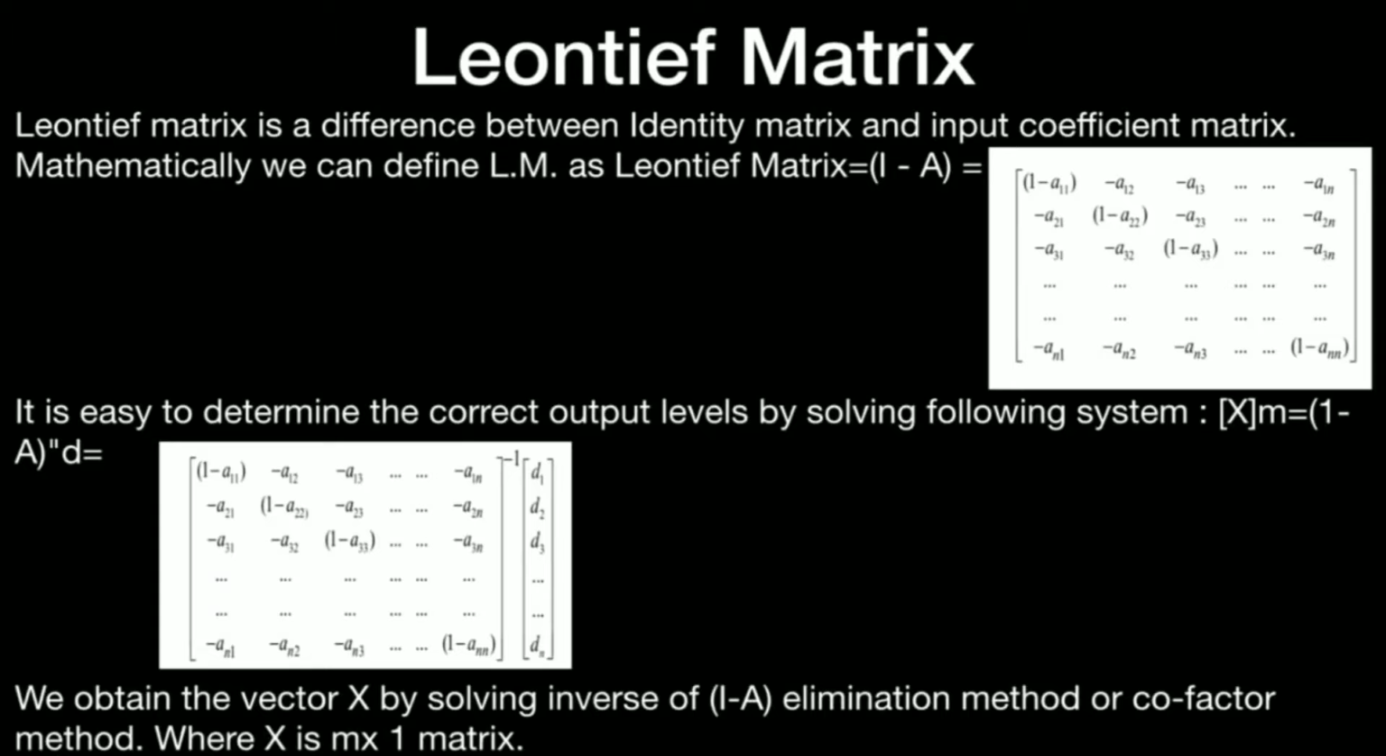Next is the Leontief matrix. The Leontief matrix is the difference between the identity matrix and the input coefficient matrix. Mathematically, we can define LM as the Leontief matrix. It is easy to determine the correct output level by solving the following system. We obtain the vector x by solving the inverse of (I - A), by the elimination method or the cofactor method, where x is an m x 1 matrix.